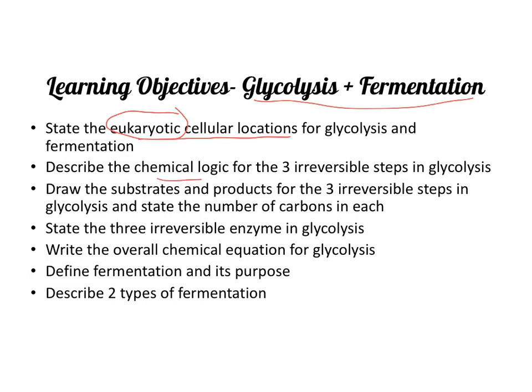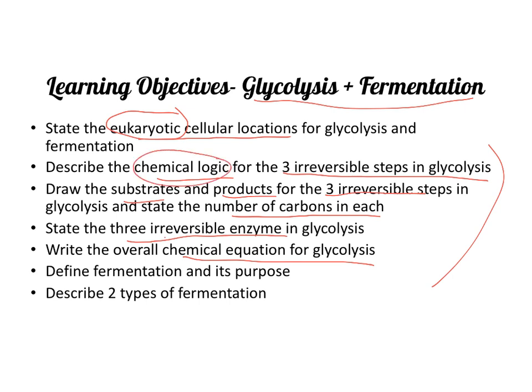You should be able to describe the chemical logic for the three irreversible steps in glycolysis, draw the substrates and products for the three irreversible steps in glycolysis, and state the number of carbons in each metabolite. And then just state what the enzymes are for each of them, and write the overall chemical equation for glycolysis. This is going to be pretty standard for all of the pathways that we talk about, where you'll need to know the chemical logic, the irreversible enzymes, the substrates, and the products that go with these irreversible steps.